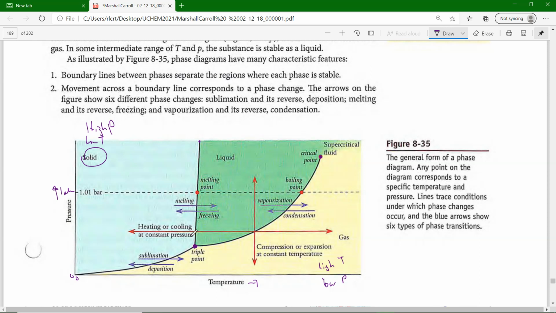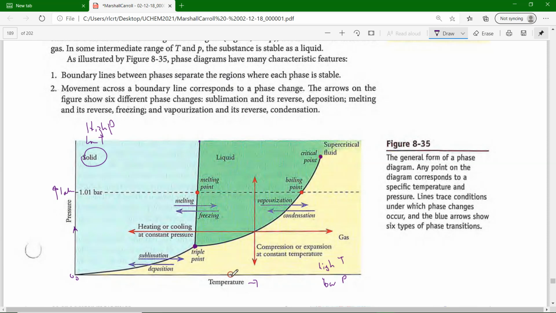Most of the questions, they just ask you to follow what happens. Like if I'm at this pressure, what happens as I increase the temperature? Well, it's a solid. Oh, now I get a solid-liquid equilibrium. Oh, now it's a liquid. Oh, now it's a liquid-gas equilibrium. Oh, now it's a gas.